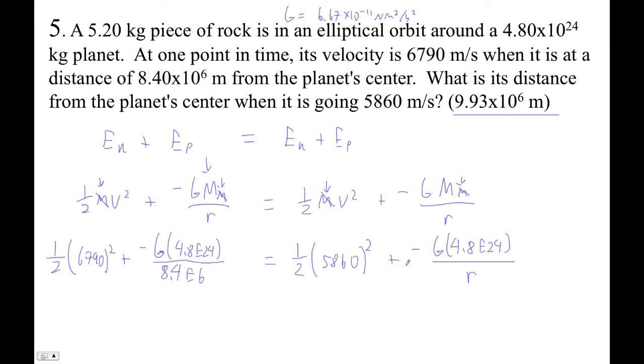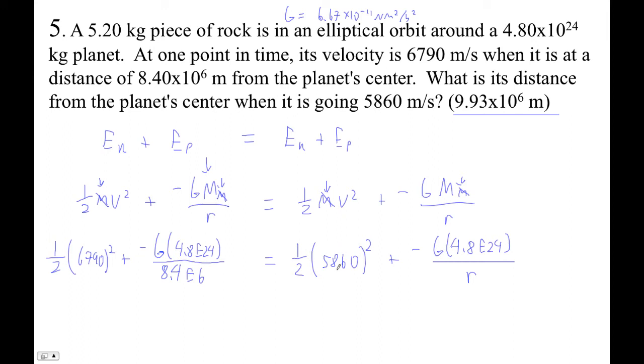I'm going to do this whole side here. So I'm going to go 0.5 times 6790 squared, and then minus 6.67 e negative 11 times 4.8 e24 divided by 8.4 e6. And I'm getting a negative number here. That is because, of course, it's in orbit. Negative potentials mean that it's gravitationally bound. Now I'm going to subtract this guy from it.